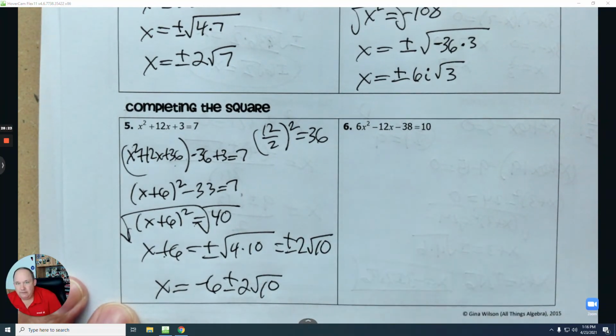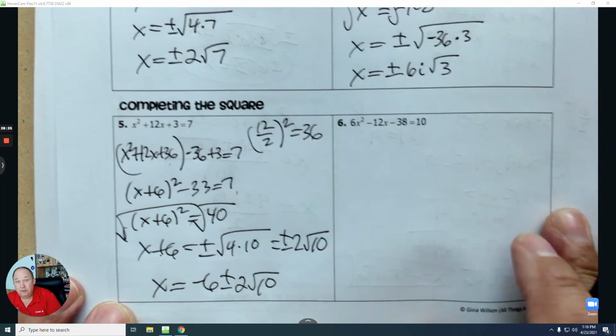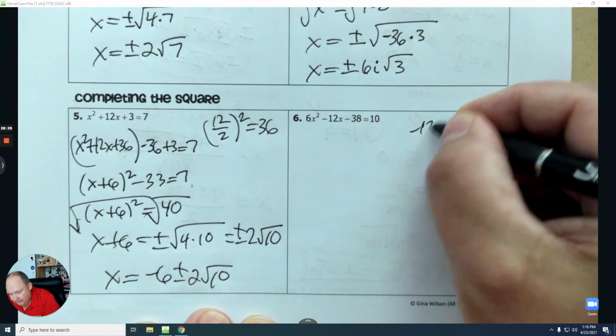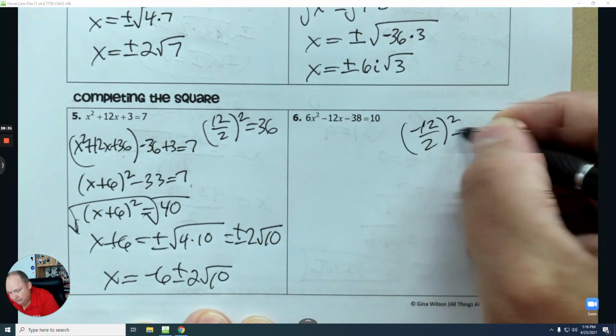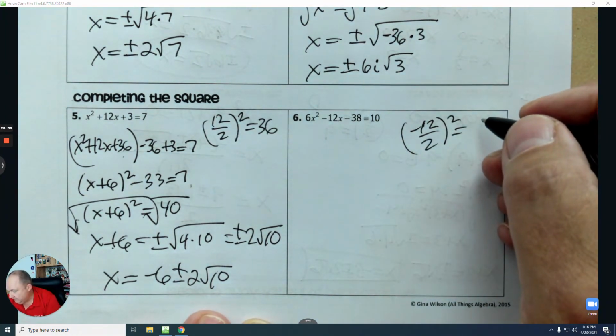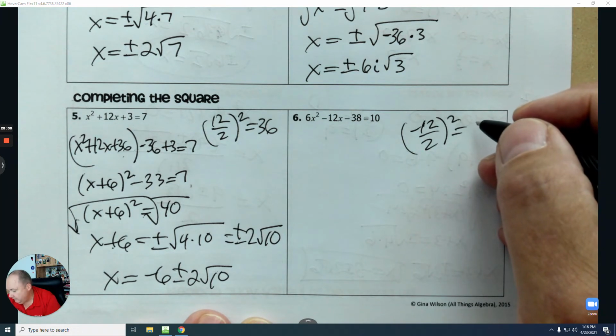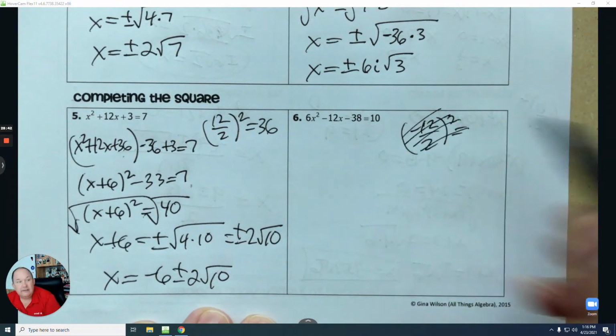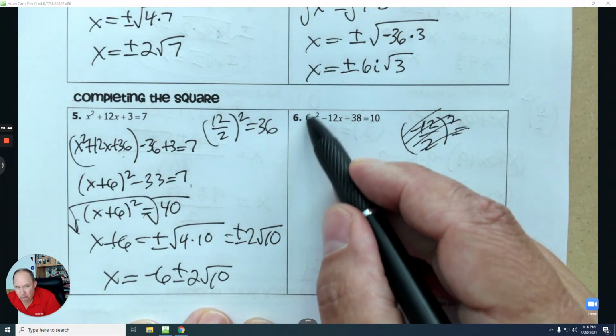That's called completing the square. We're going to do it again for number 6. I want to complete the square here. So it's negative 12 divided by 2 and square it. That's negative 6 squared. Again. Oh, and I can even do, let's scratch this out for a second. So is a equal to 1 here?